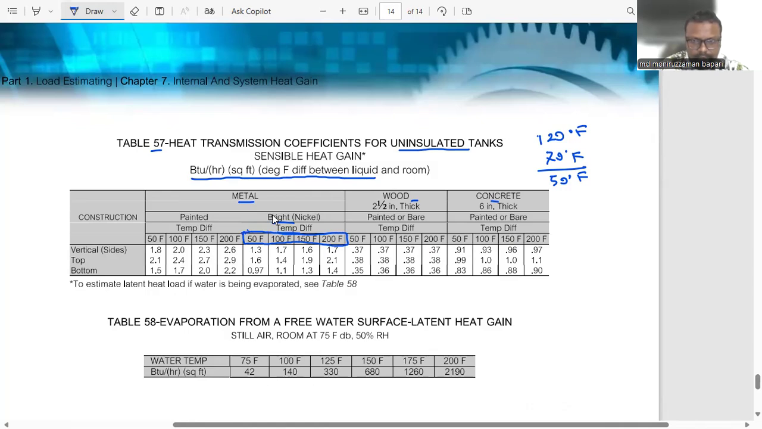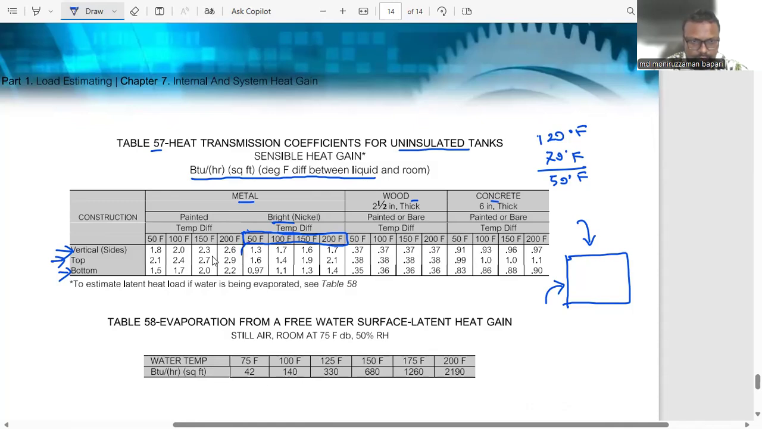Now, where is the hot surface? Let's say this is the machine. If the hot surface is on the top of the machine, then you use the data for the top here. If the hot surface is on the side of the machine, you use the data here, the vertical one. And if the hot surface is at the bottom of the machine, you use this data. So let's say our hot surface is on the side.